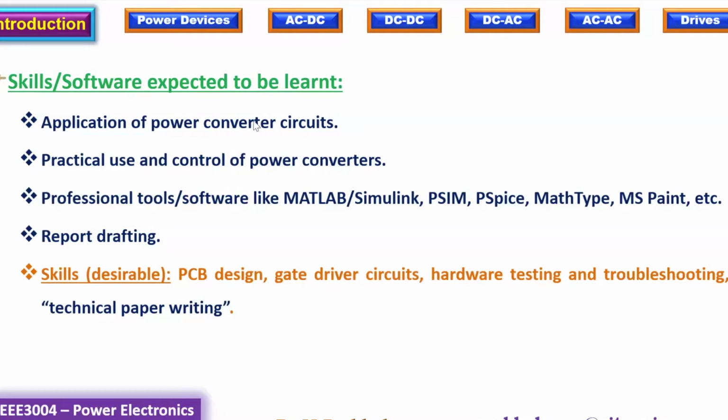Now, when you are trying to acquire these 2 skills, these 2 knowledge sets, there will be certain softwares which are required. Some professional softwares like MATLAB and Simulink that you will learn. PSIM is another option, PSpice is another option. And when you try to put up the simulation results and prepare a report, you may need MathType or MS Paint, etc.